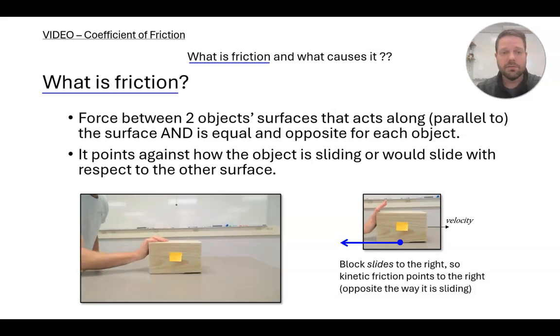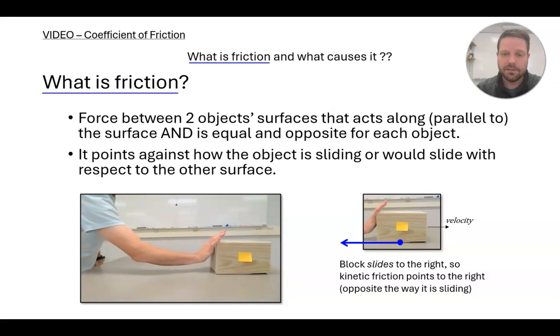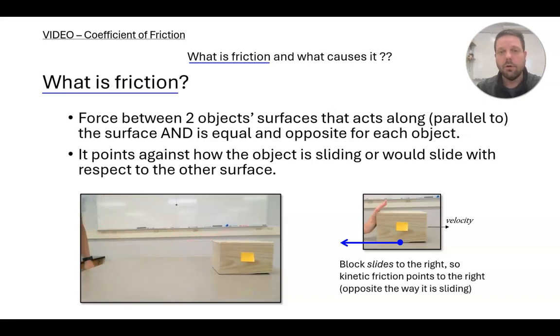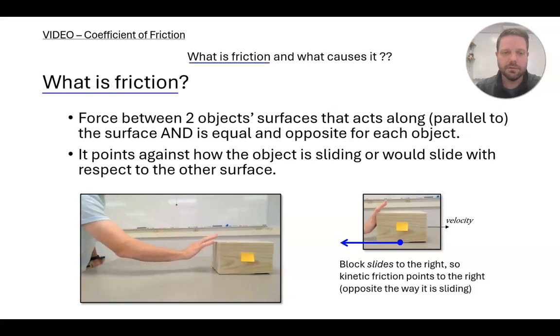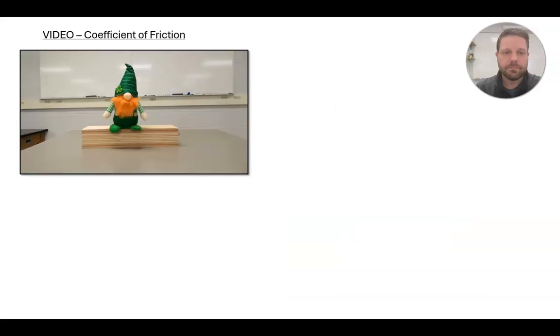As we said before, friction is always going to point against the way the object is sliding, if it's sliding where it's touching the surface, or opposite the way it would slide with respect to the surface if it were super slippery. So let's take a look at that between-two-objects idea.